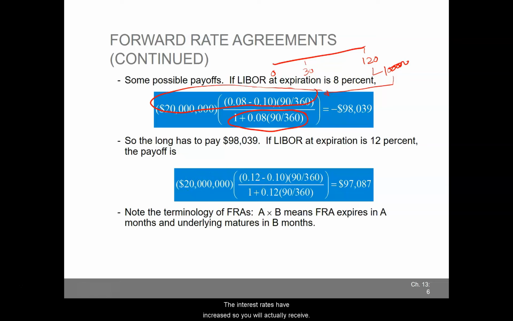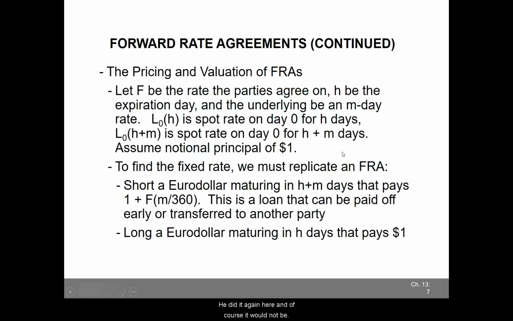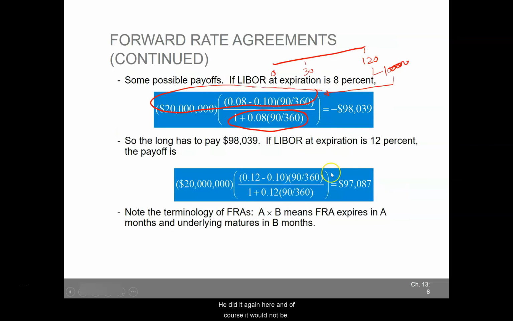and the interest rates have increased, so you will actually receive the gain here. And of course it will not be 100,000, it will be the present value of 100,000. The only difference, of course, will be that the 100,000 will be discounted at 12%, and this will give us $97,087.